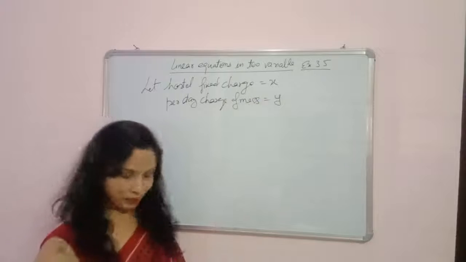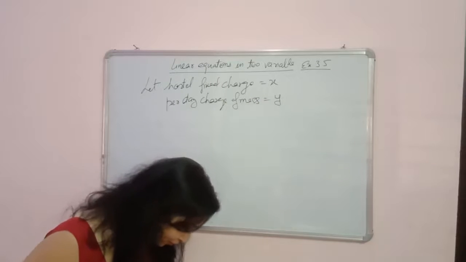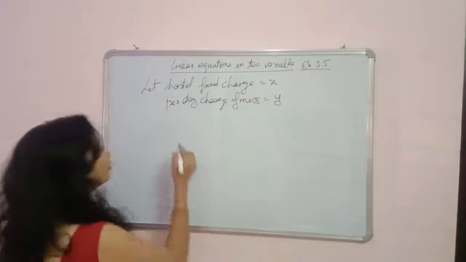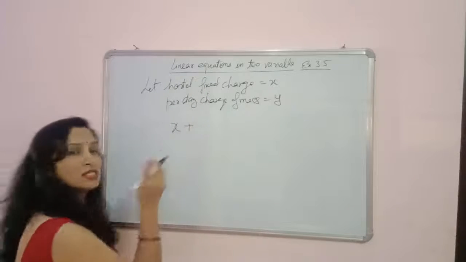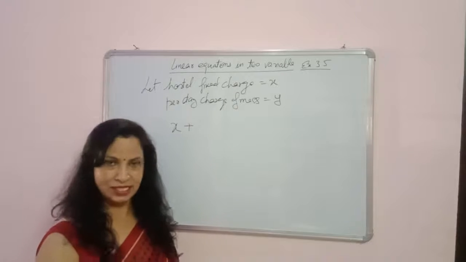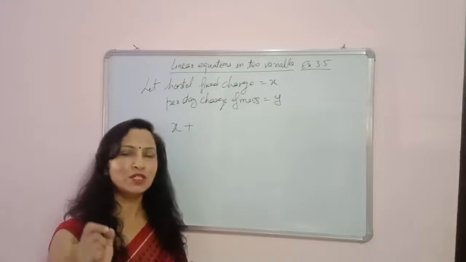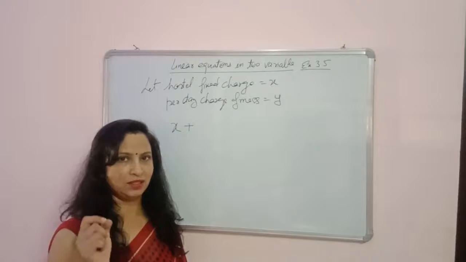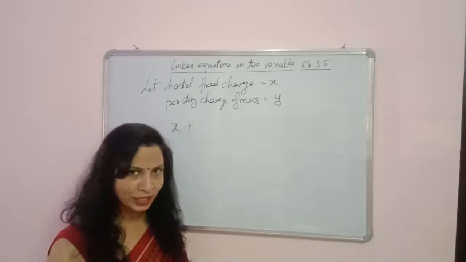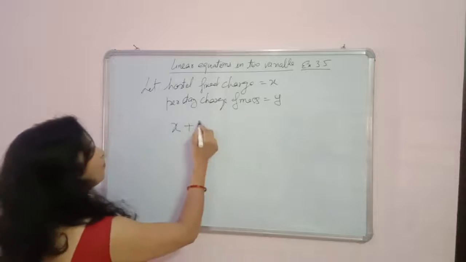Suppose it is y. And a girl takes food for 20 days. For 20 days, she has to pay X rupees. This is a fixed charge she has to pay. And if the per day charge is y rupees, then how much money will she pay? For 2 days, it will be 2y. For 3 days, 3y. And for 20 days, it will be 20y.